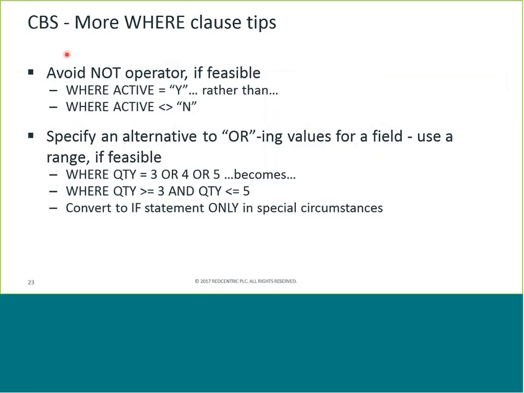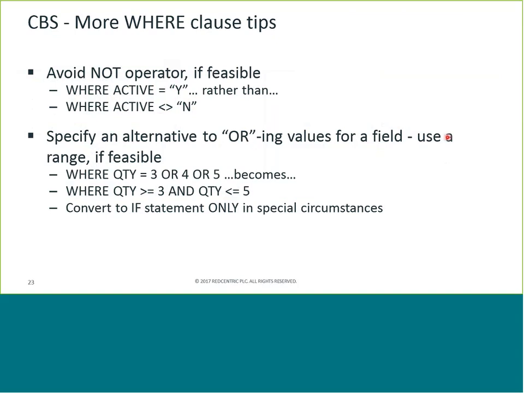Okay, another couple of where clause general tips. Avoid the not operator if feasible. It's more efficient to say where active equals Y rather than where active is not equal to N. You might think they're both the same thing. It's going to retrieve the same rows because the only values we've got for the active flag are Y or N. But here, it's having to check all the values less than N and all the values greater than N in order to satisfy the request. So it's actually better to code an equality than an inequality where you can do so.